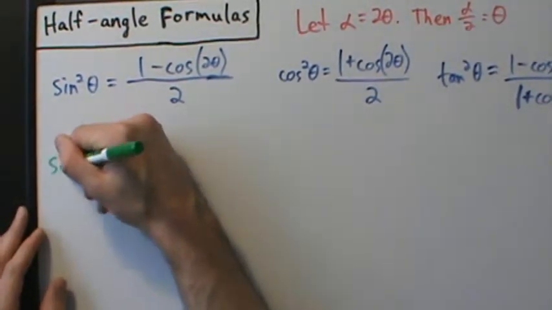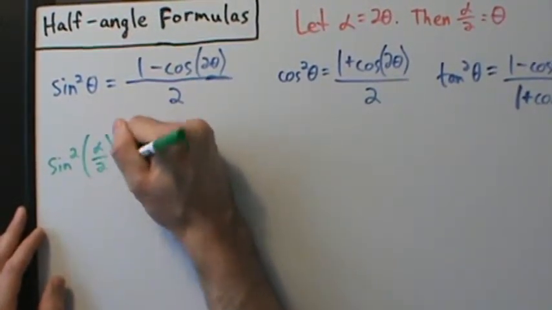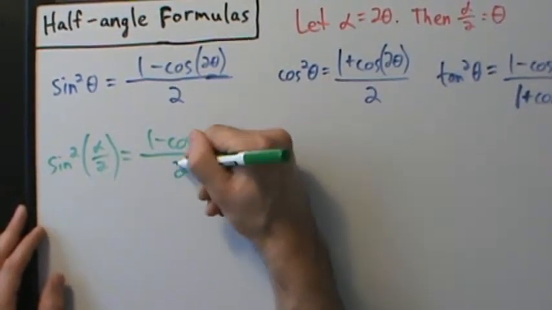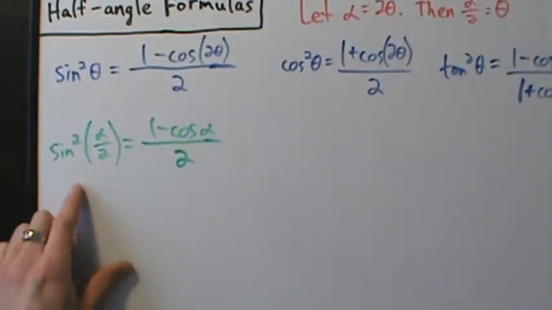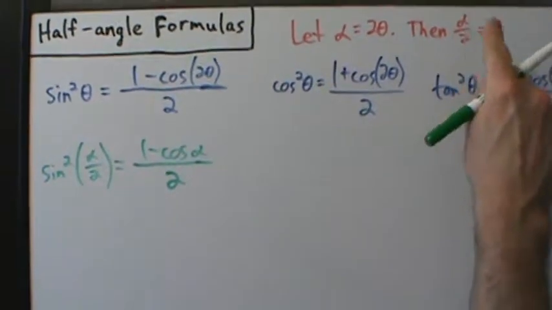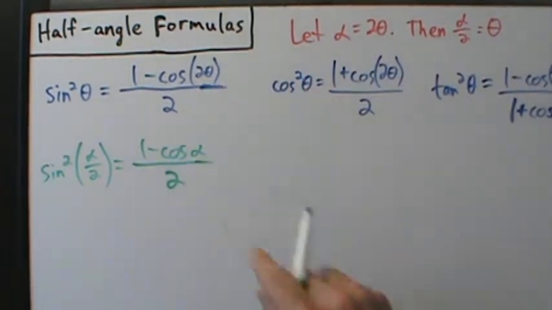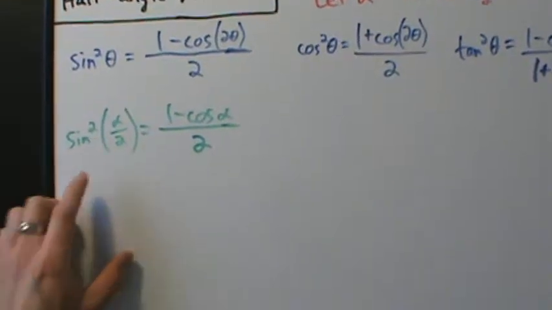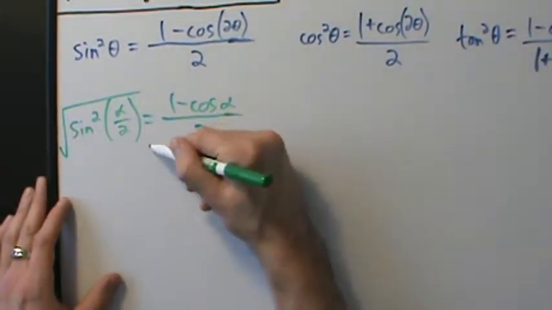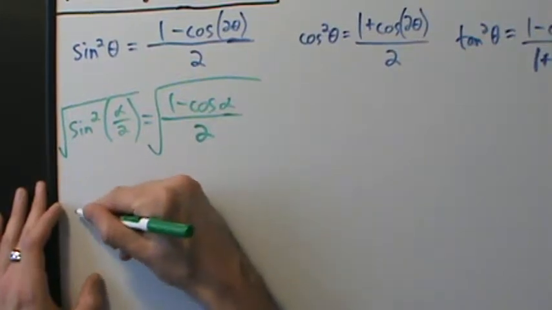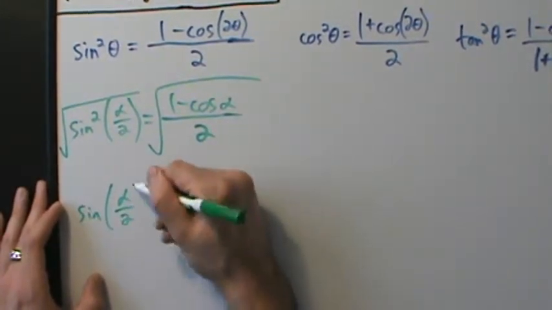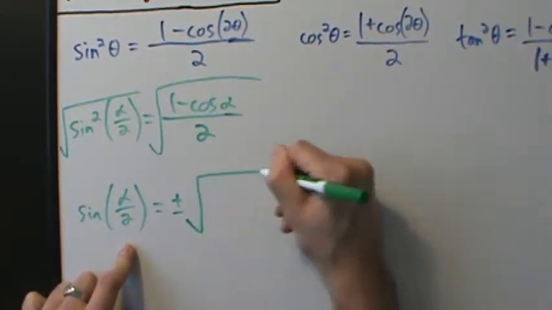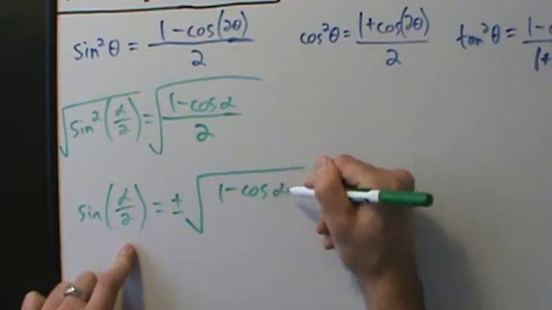So this becomes sine squared of alpha over 2 equals 1 minus cosine of alpha, all divided by 2. Okay, so that's what's happening here. Remember, theta gets replaced with alpha over 2, and 2 theta gets replaced with alpha. Now, we want half-angle formulas with no powers here, so we have to take the square root of both sides. So then we end up with sine of alpha over 2 equals plus or minus the square root of 1 minus cosine of alpha all over 2.